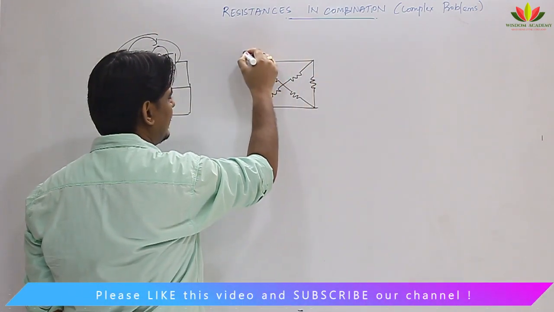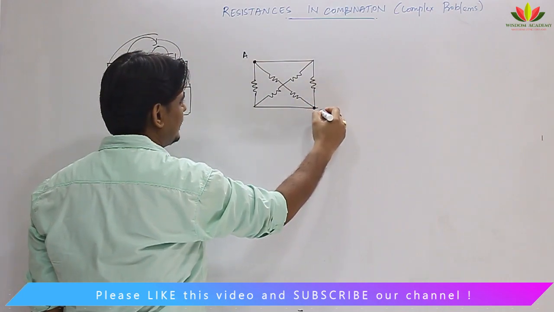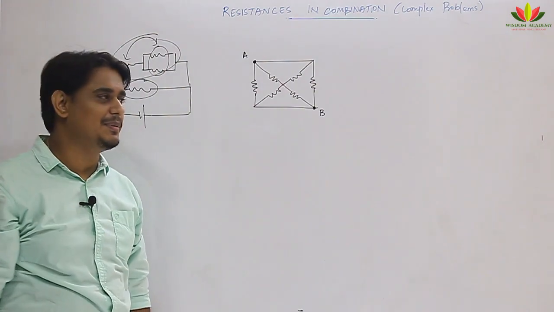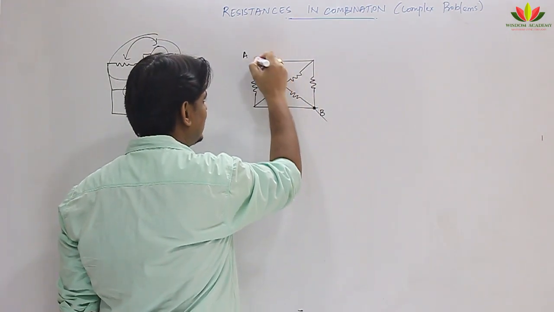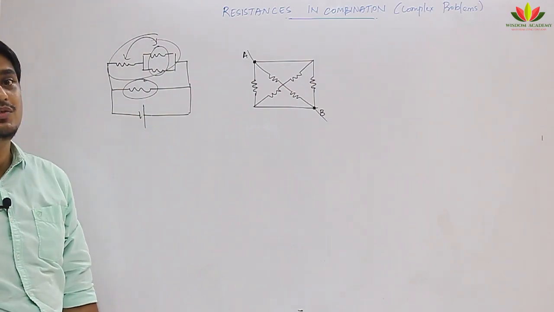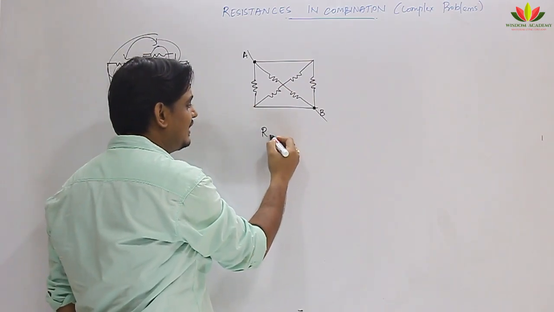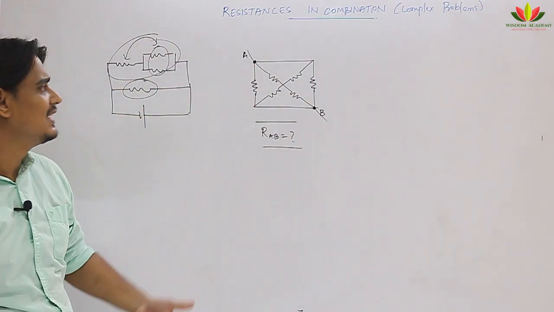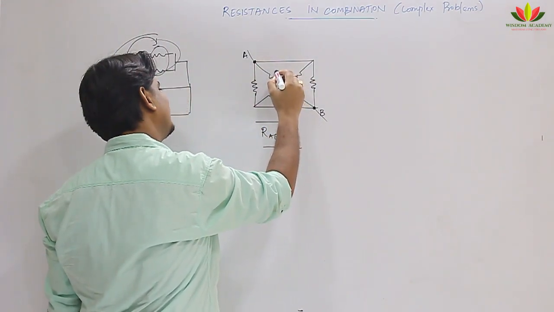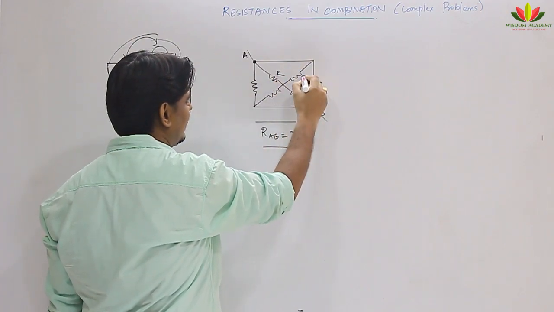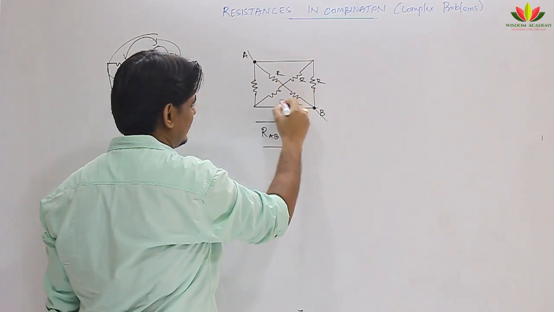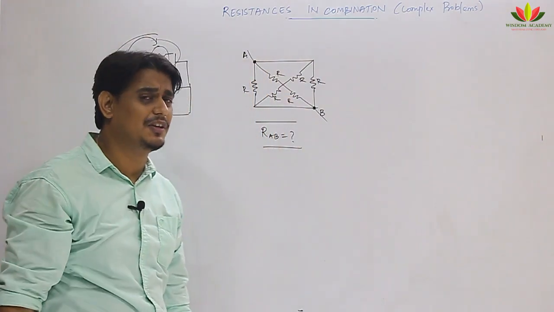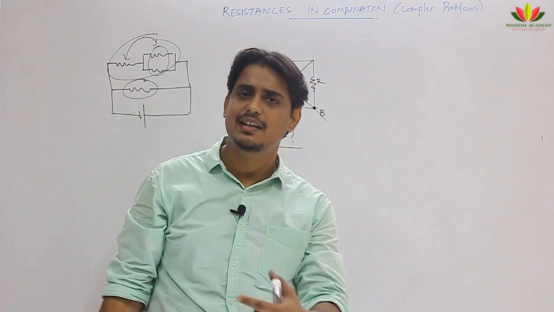Let this point be A, let this point be B. Now if I ask you, find the R equivalent between A and B. Can you find it? If you can, please pause the video and try this. You want to know the value of resistances? Okay, let it be R itself: R, 2R, and R. Someone who wants to try can pause the video and try.